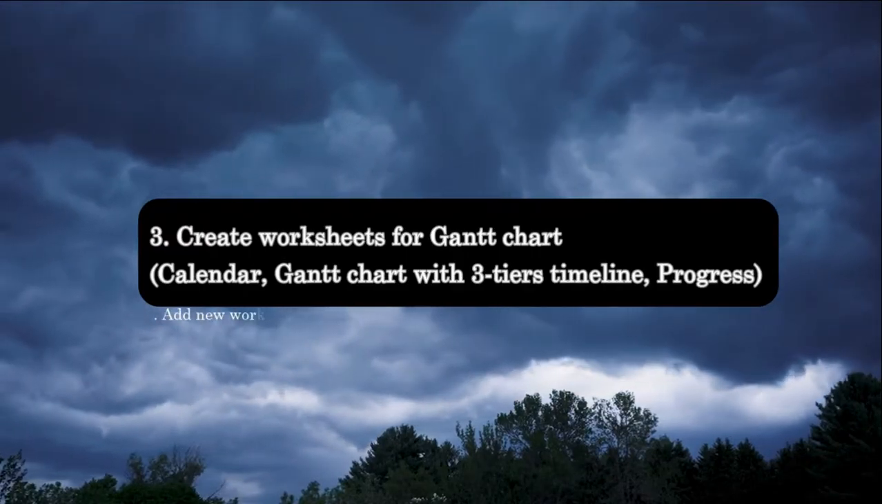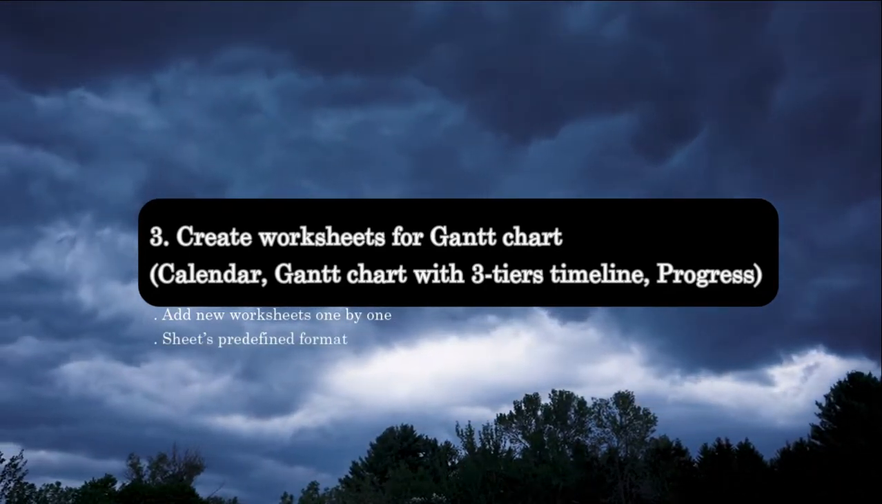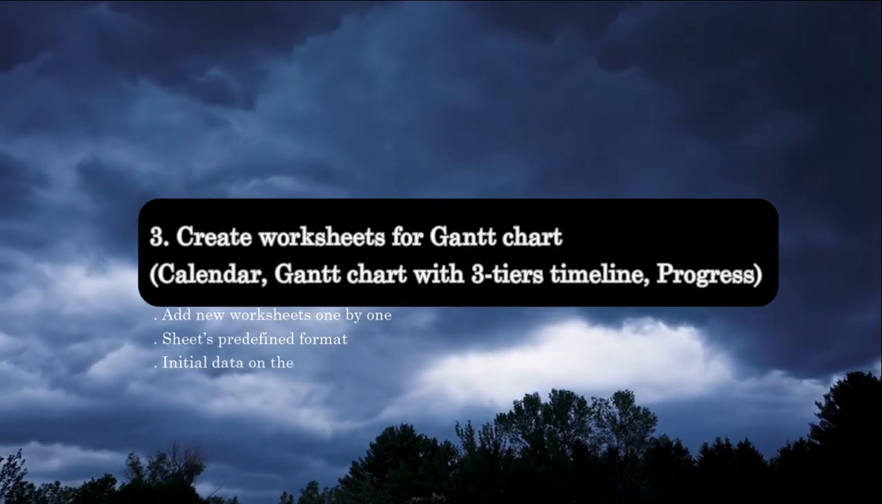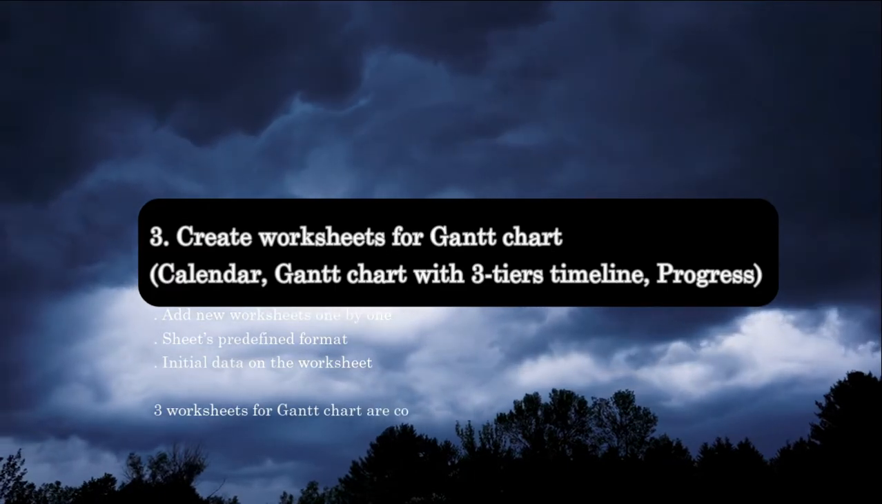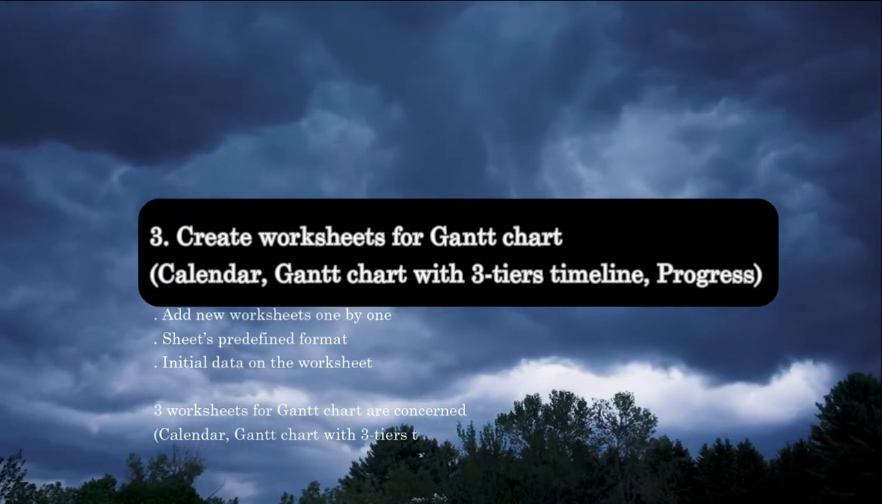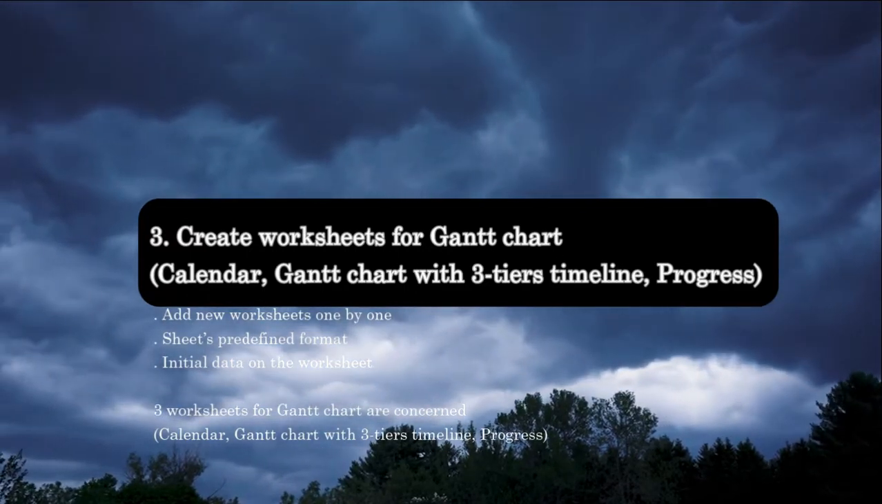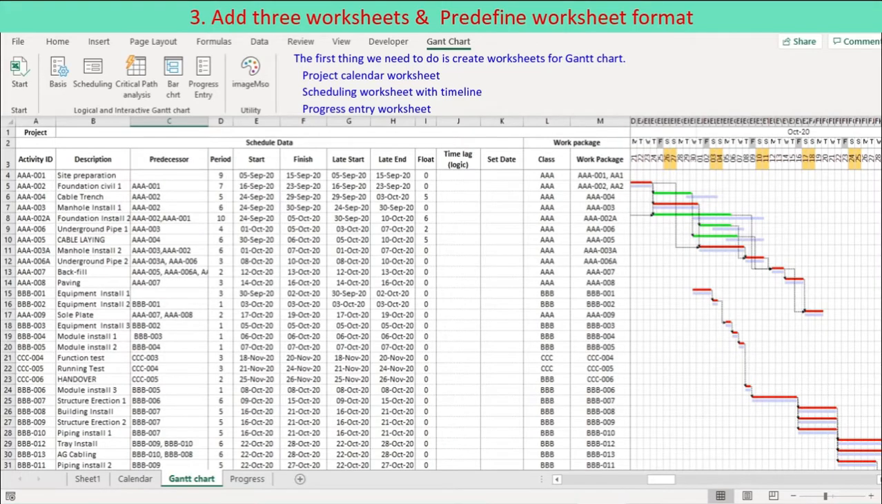This section discusses: add new worksheets one by one, sheets' predefined format, initial data on the worksheet. Three worksheets for Gantt chart are concerned: calendar, Gantt chart with 3 tiers, timeline, progress. The first thing we need to do is create worksheets for Gantt chart: project calendar worksheet, scheduling worksheet with timeline, progress entry worksheet.